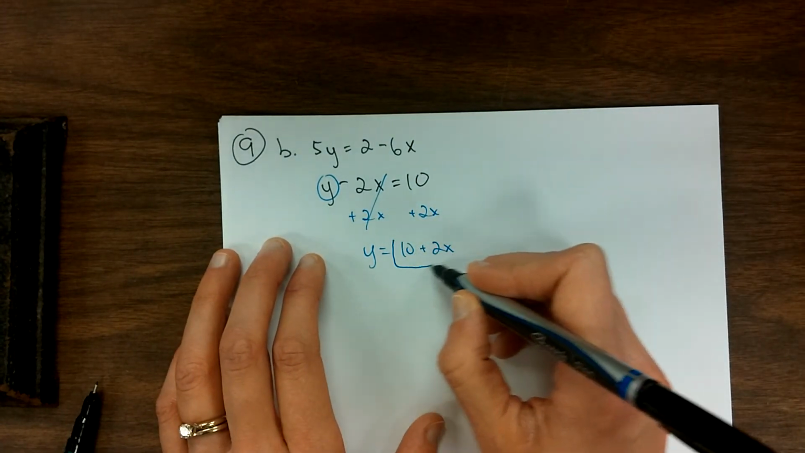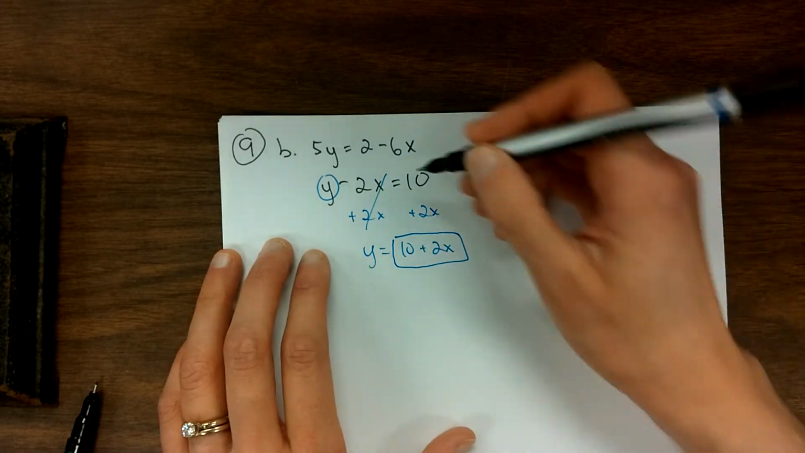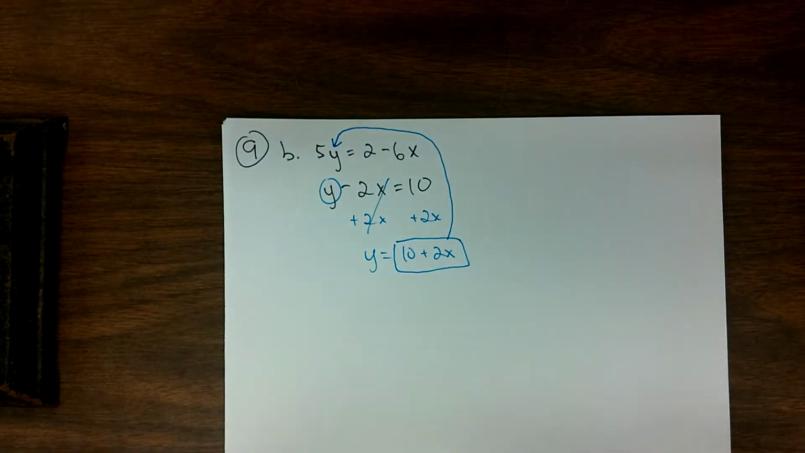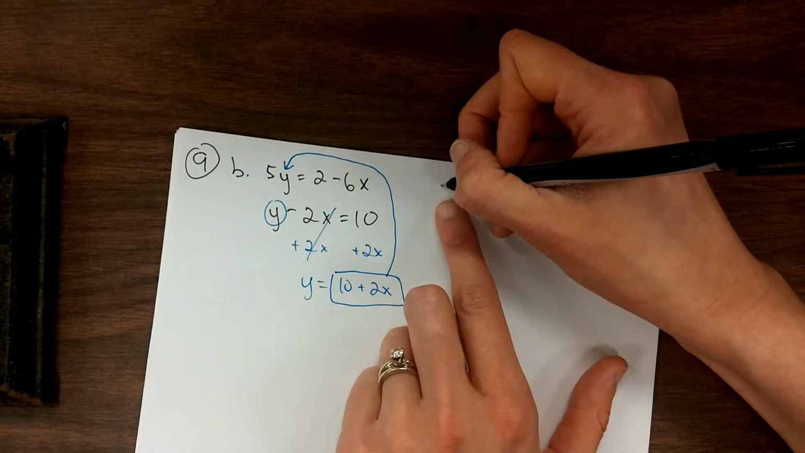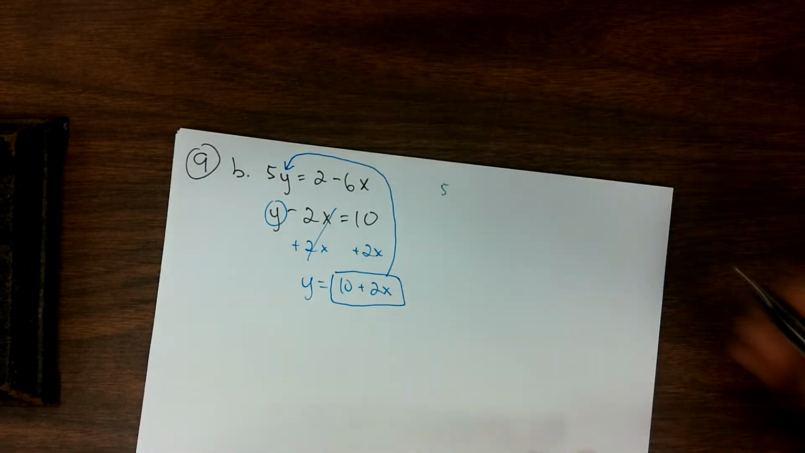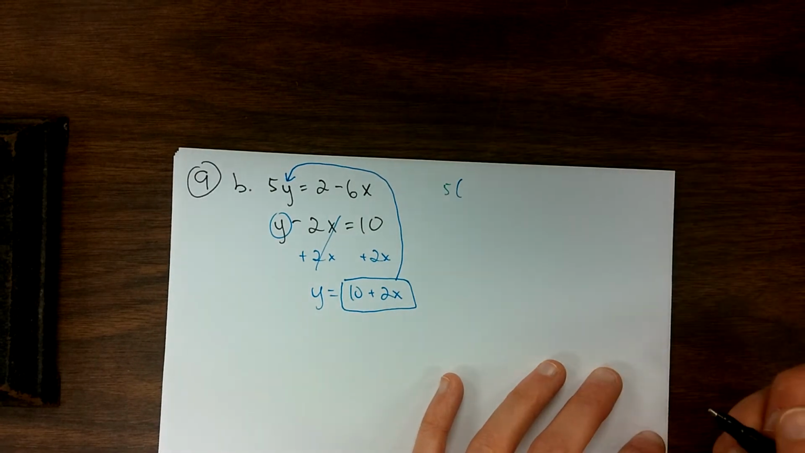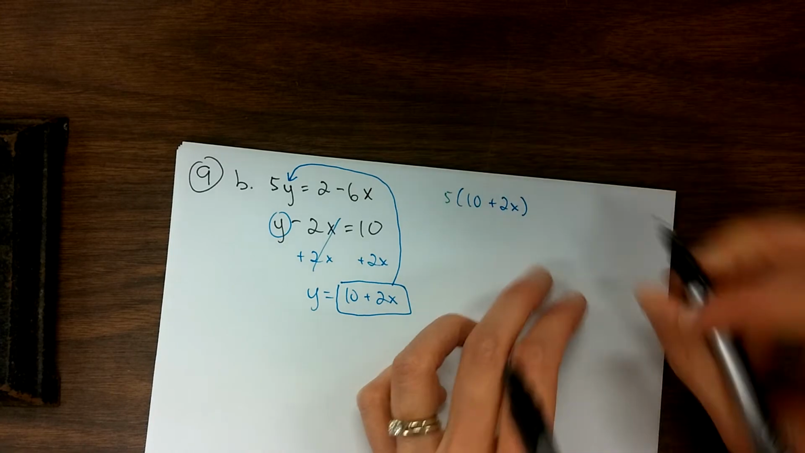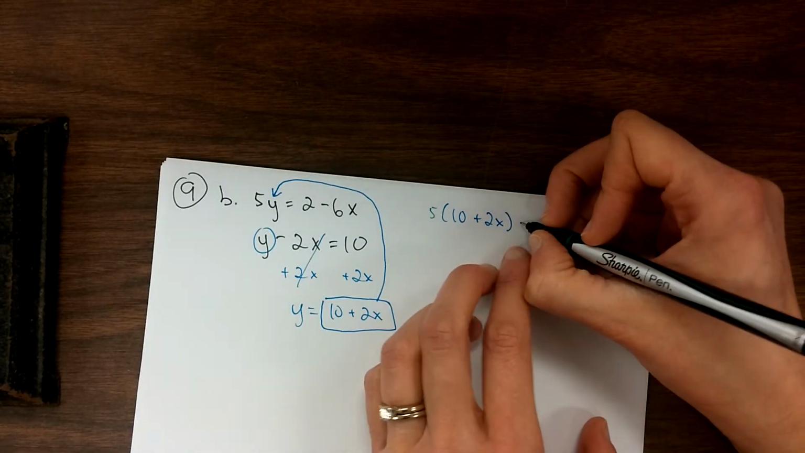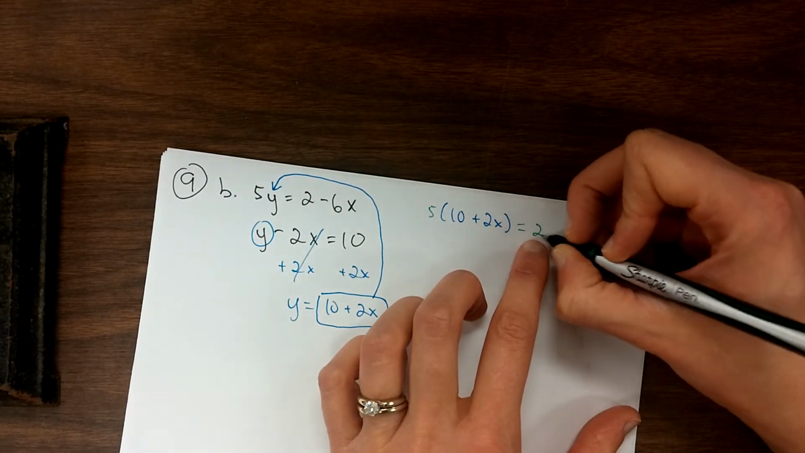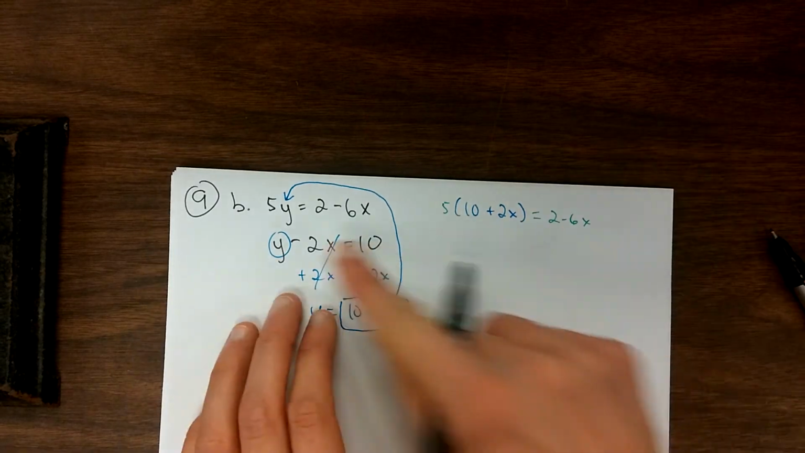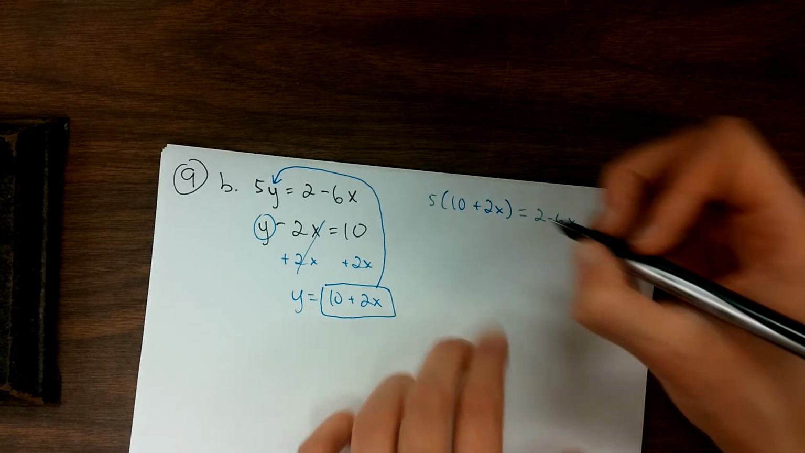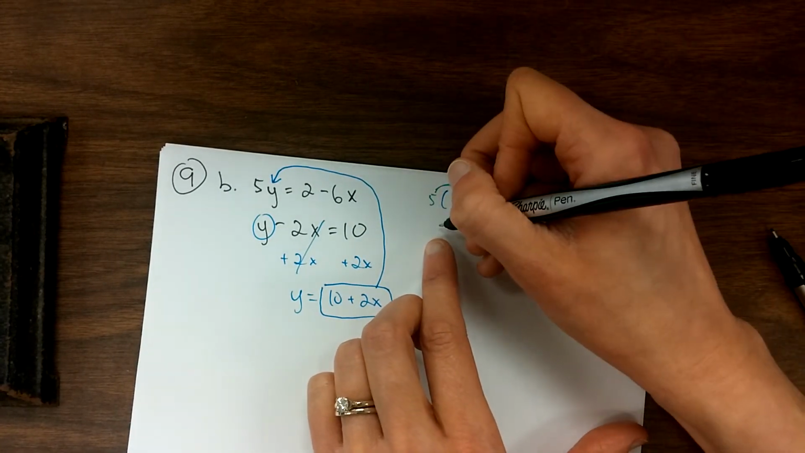Then, since I know 10 plus 2x is equal to y, I can go to my other equation and replace y with that. So then I will have 5, and then in parentheses, I'm going to put what I know y is equal to, the 10 plus 2x. And then the rest of the equation, so that has to equal 2 minus 6x. So I just rewrote this, but replaced the y with the 10 plus 2x. Now I'm going to distribute my 5.